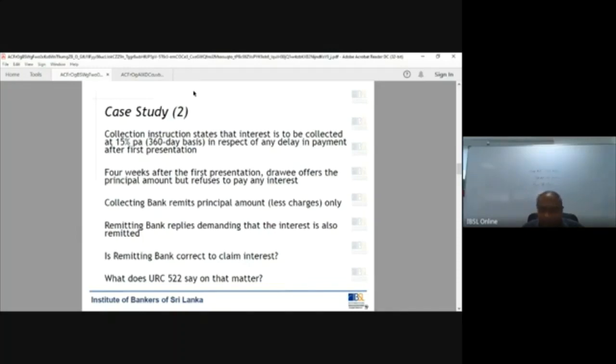Again, is the remitting bank correct to claim interest? No. What does URC 522 say on that matter? You have to quote Article 20A and then answer accordingly. Article 20A: if the collection instruction specifies that interest is to be collected and the drawee refuses to pay such interest, the presenting bank may deliver the documents against payment or acceptance or on other terms and conditions, as the case may be, without collecting such interest.